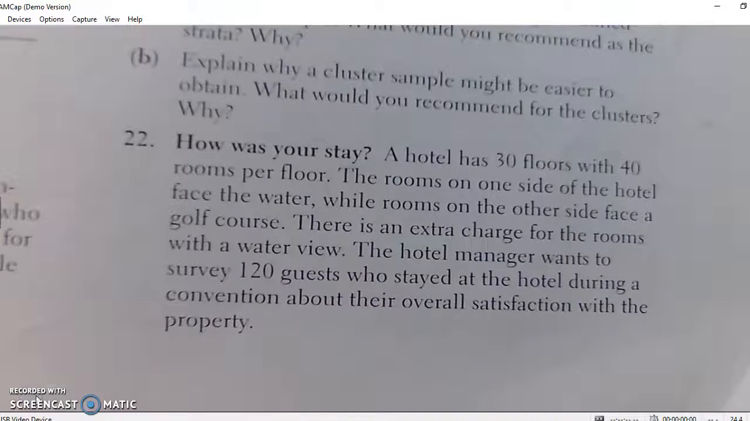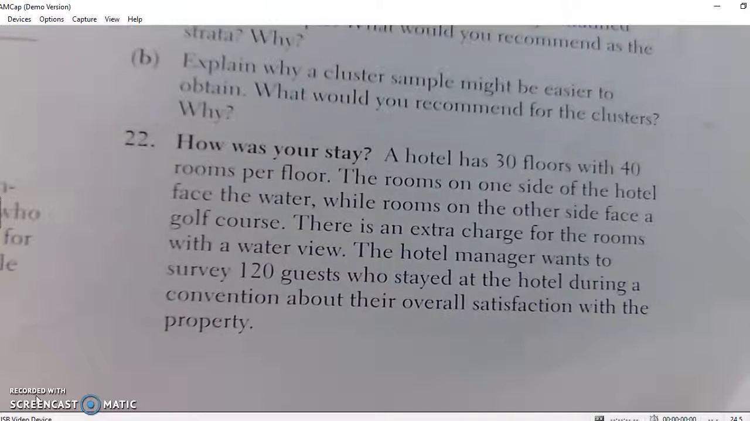We're going to try one more question, but this one you're going to complete independently. I want you to write down your answer thoroughly and bring this to class to check the following day. So this says, how was your stay? A hotel has 30 floors with 40 rooms per floor. The rooms on one side of the hotel face the water, while rooms on the other side face a golf course. There's an extra charge for the rooms with the water view.